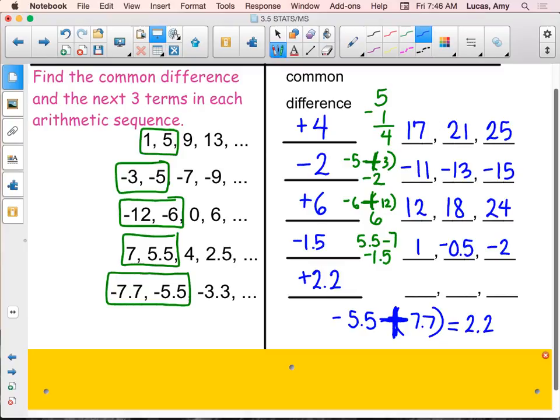So on this one, if I add 2.2, I'll get negative 1.1. Then if I add 2.2 again, I'll get positive 1.1. And then positive 3.3.